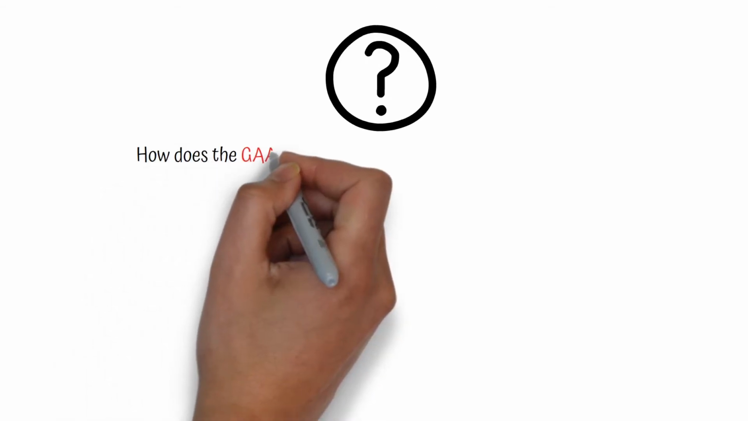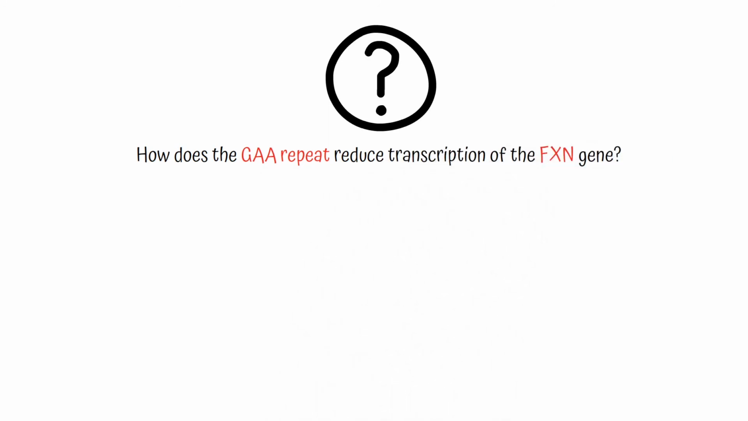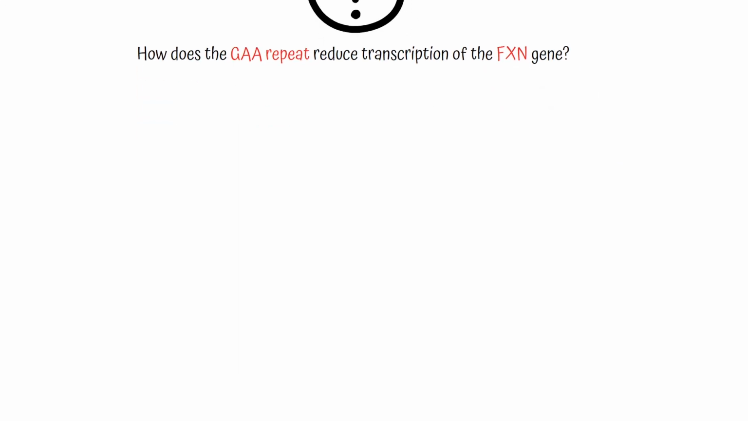A very important question in FA is how the GAA repeats reduce transcription of the FXN gene. If we fully understand the nature of this block, we might be able to find ways to remove it and open the road again to restore the production of frataxin. One idea is that the cell recognizes that too many GAA repeats are a problem and closes the gene by putting stop signals on it.